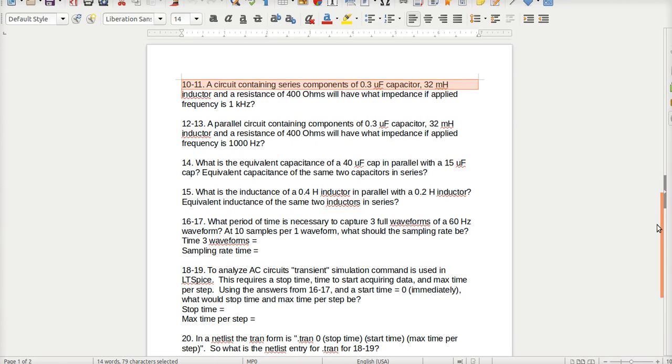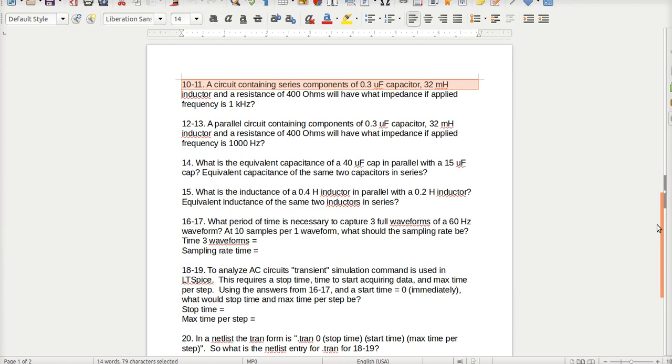And when you have reactive components and resistive components, you will get a mix. You will get an angle, or you will get an imaginary and a real part. What's the equivalent capacitance of a 40 microfarad capacitor in parallel with a 15 microfarad capacitor?